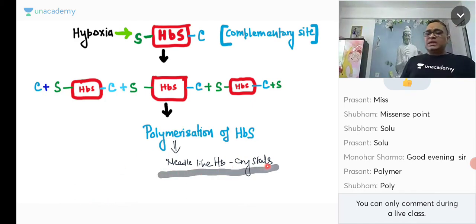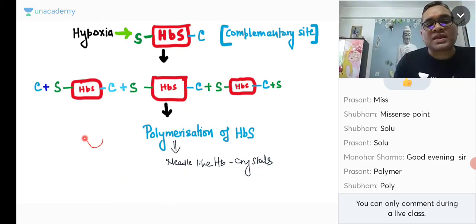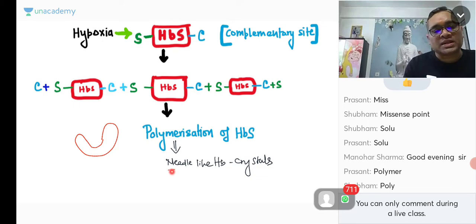What are they going to do now? This needle-like hemoglobin crystal will change the shape of the RBC. So what will be the shape of RBC now? Now the RBC is like this. Right? Because of this needle-like crystal, they have acquired the sickle shape or crescent shape. That is why it is called a sickle cell, also known as a drepanocyte.